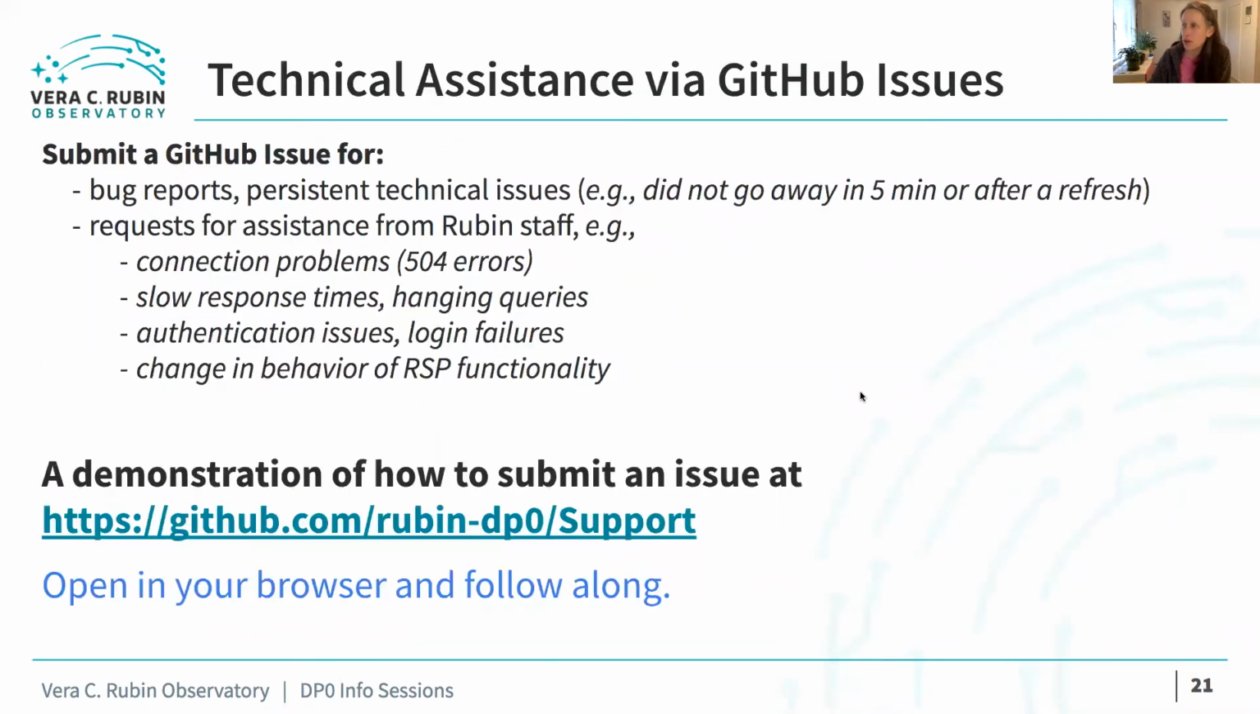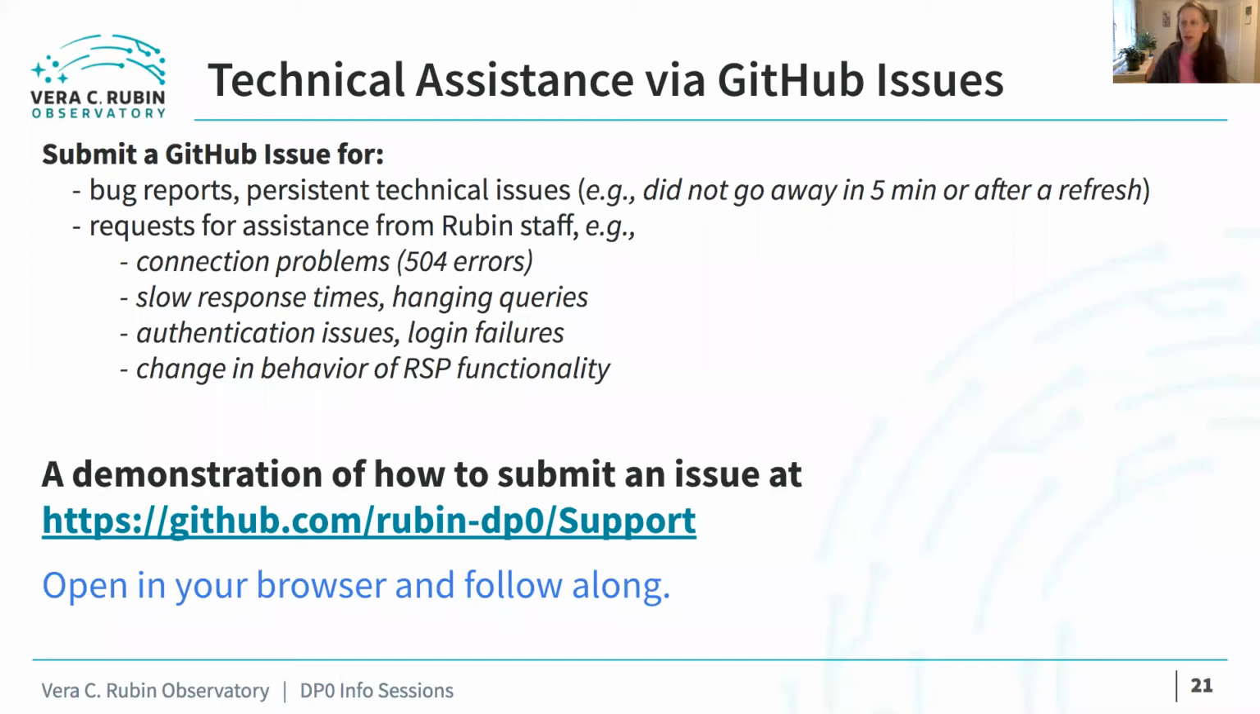If you do run into a problem that's clearly a bug, you're pretty sure it's a bug, it's a problem that doesn't go away within 5 seconds, it doesn't go away if you log out, log in, or refresh, like you try the basic things and you're still encountering this issue a couple minutes later, or you do need assistance from Rubin's staff with something like connection problems, authentication issues, a change in behavior of any RSP functionality, like if there's been an update and there's something that used to work for you and now it doesn't. These are all things to submit a bug report about.